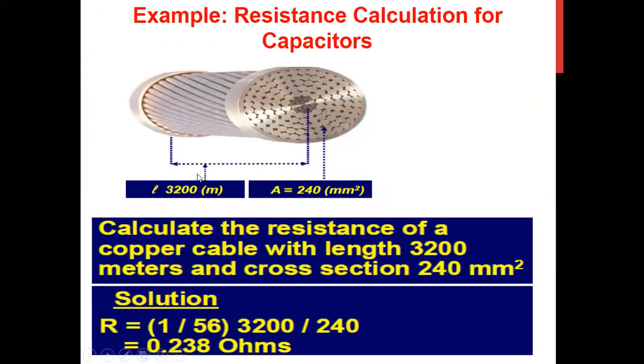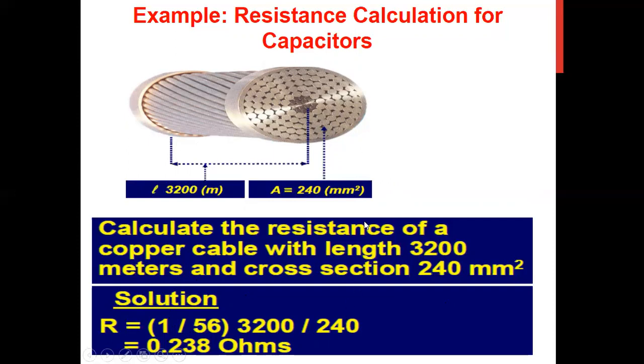Okay, now let us see one example of the calculation of resistance value. Suppose the length is given 3200 meter, should always be in meter, and cross-sectional area is given 240 millimeter square for a copper cable or conductor. So how is this? R equals rho. Rho for the copper is 1/56. We can see that one later in a table. Okay, we can get all the values from a table. And then L divided by this. So 0.238 ohms, which is very less.